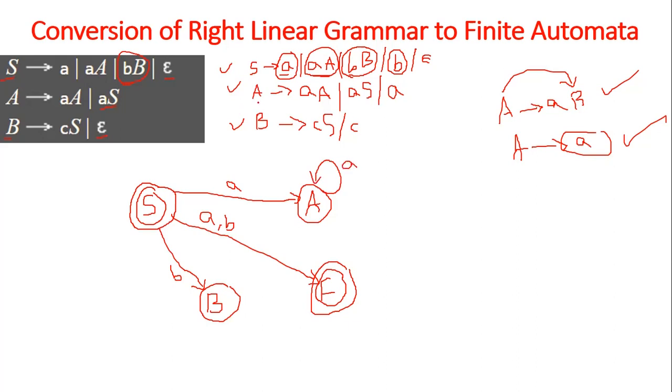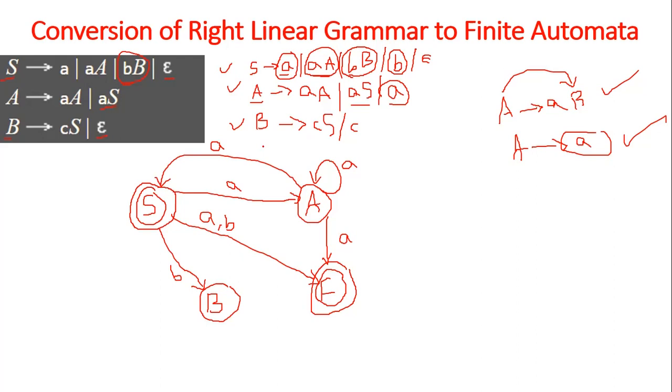And similarly, you have production A tends to aS, which means you have to add a transition from A to S on input symbol a. And the next production is A tends to small a. So if it is A tends to small a, you have to add a transition from A to the final state, as it is a terminal string, on input symbol a.